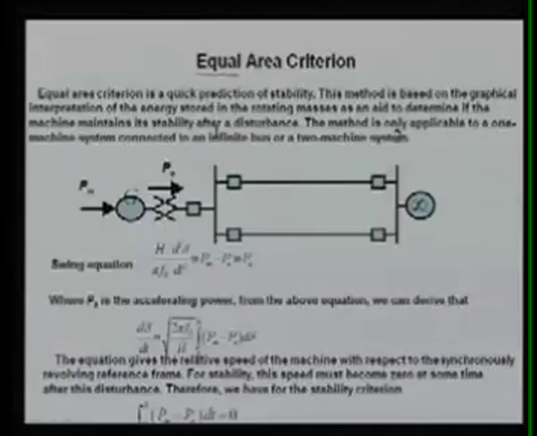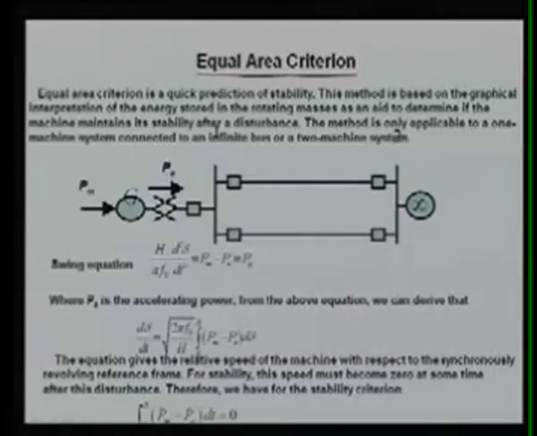So for analysis of the transient stability of this single machine infinite bus system, we can use the equal area criteria, and that is very popularly used. The equal area criteria is a quick prediction of stability. You can very quickly analyze whether your system is stable or not following the fault.